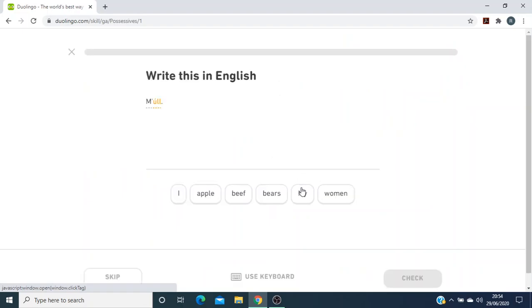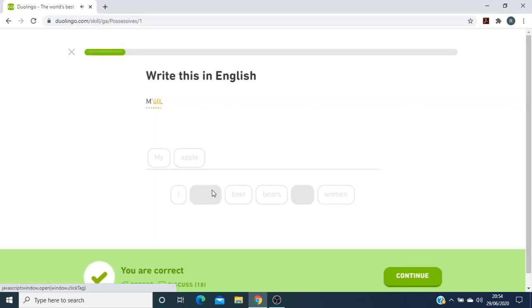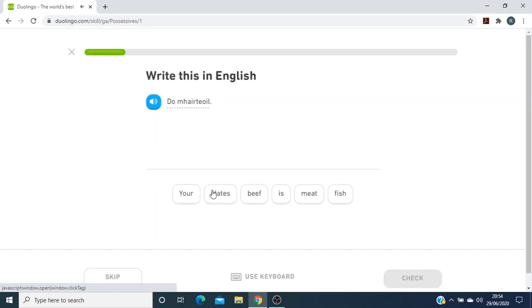Mo ull. No sound for it, but that means my apple. The mo mairteoil. Is that meat, isn't it? Beef, okay. Well, sort of, right. Beef is a kind of meat. So your beef.